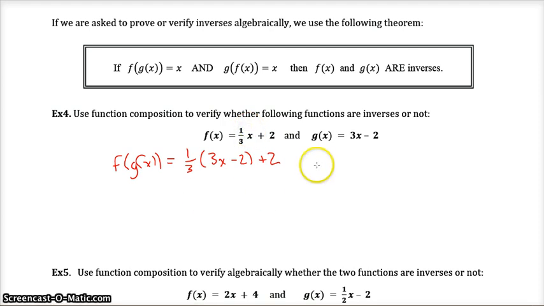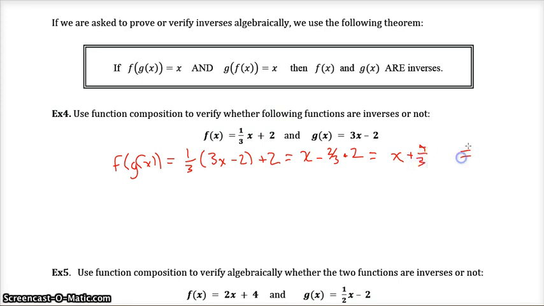Okay, so let's simplify this now. f of g of x, this is 1/3 times that mess. If I distribute the 1/3, this is going to become x minus 2/3 plus 2. Yeah, I think I did that right. 1/3 of g of x plus 2, right? Okay. And that's turning out to be something weird, right? This is like x plus 1 1/3 or something.